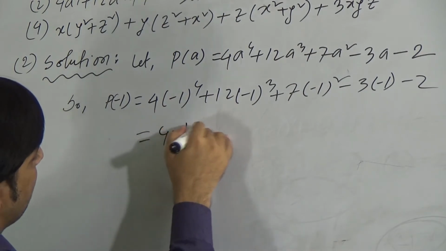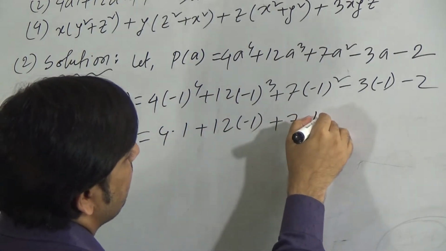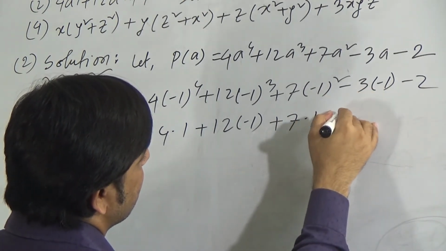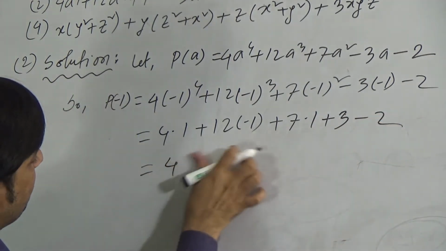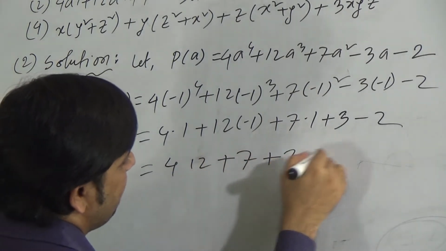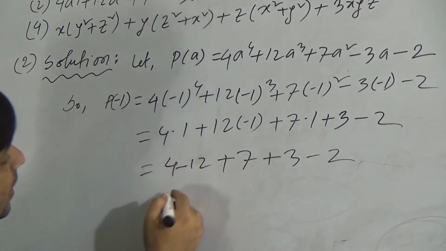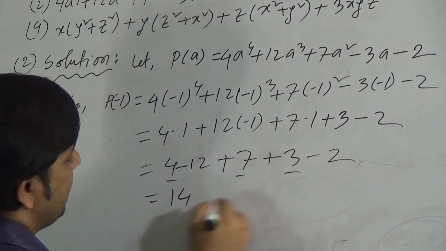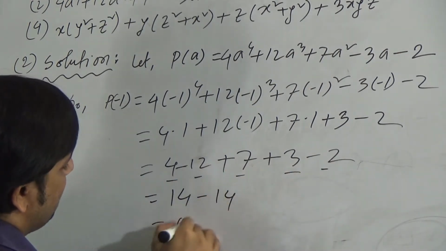4 into 1 plus 12 into minus 1 plus 7 into 1 minus, and the product of minus and minus is plus, this will be 3 minus 2. So we can calculate here 4 minus 12 plus 7 plus 3 minus 2. So this will be minus 12 here, not plus. So we have 4, 7 and 3; if we add, we will get 14, and minus 12 minus 2 is minus 14. So this will be 0.